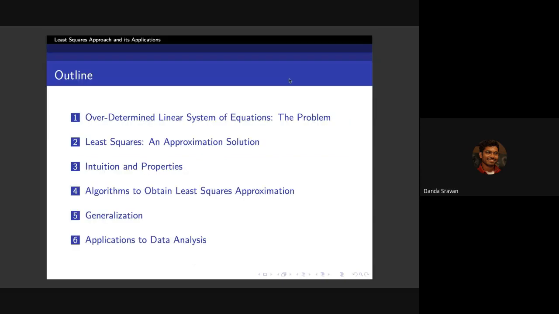So the outline of the talk would be as follows. Firstly, we'll start with the problem, what is meant by overdetermined linear system of equations. And then we'll propose the least squares approach as an approximation solution. We'll have a look at the intuition and the properties of the least squares solution. This will be followed by a couple of algorithms to implement the least squares. And then we'll look at the generalization of the least squares approach. And so this generalization is more suited to applications in data analysis. So we'll look at two applications towards the end of the lecture.